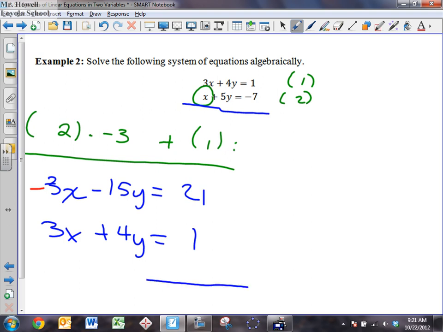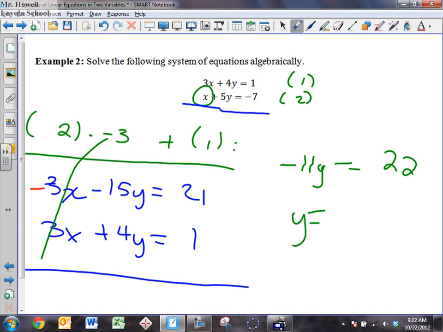Put a line below these equations and simply sum them together. The -3x and 3x, what happens? Everybody, they cancel, right? These cancel each other out. How many y's am I left with? -11 of them. Very good. 21 and 1 gives me 22. That's all right. That's y equals.